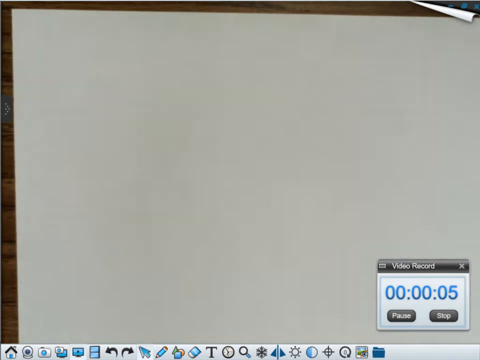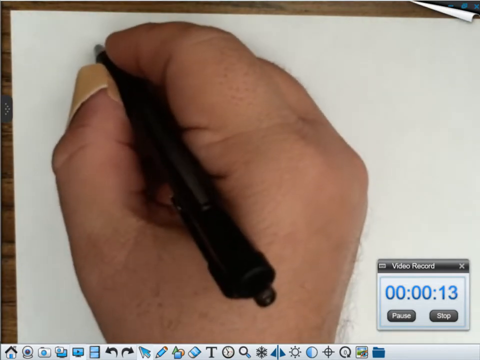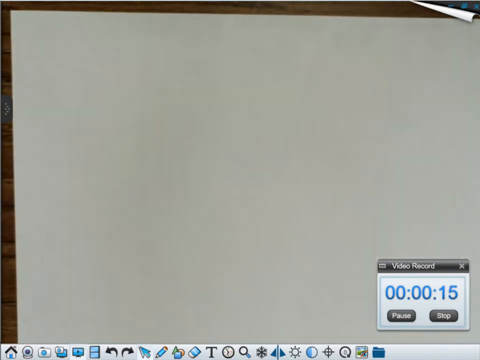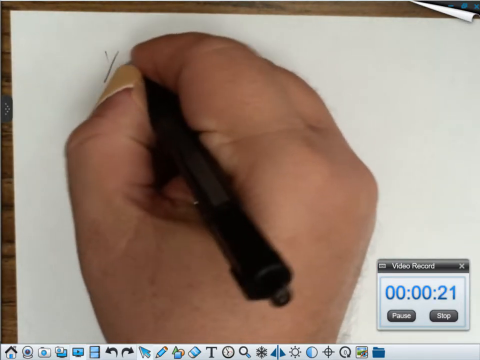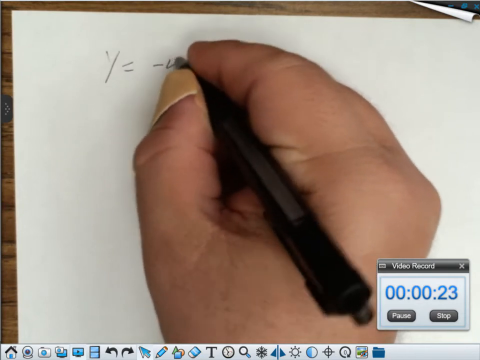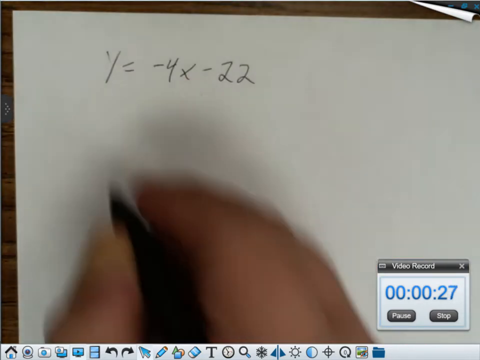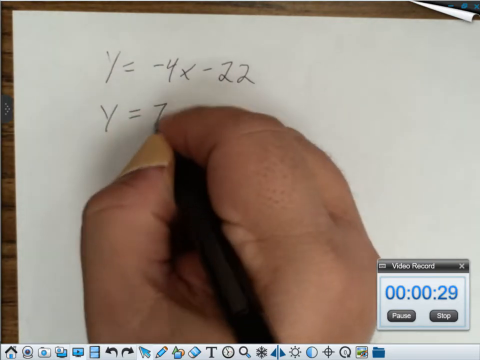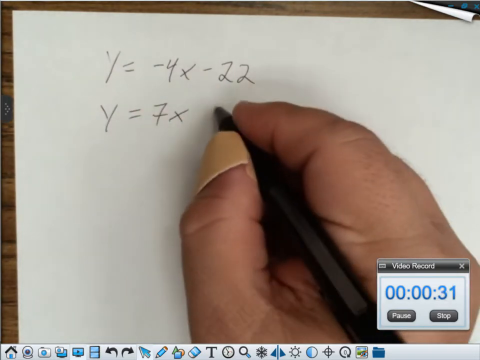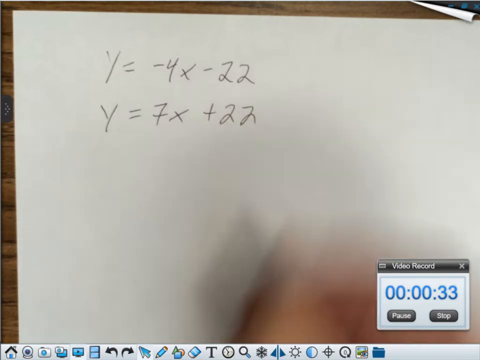So to do these kinds of problems, there's two kinds of problems. The first kind is called equal values, and those are the easiest ones to do. That's when you have problems where both of them are already solved for y. So for example, you might have y equals negative 4x minus 22, and y equals 7x plus 22.